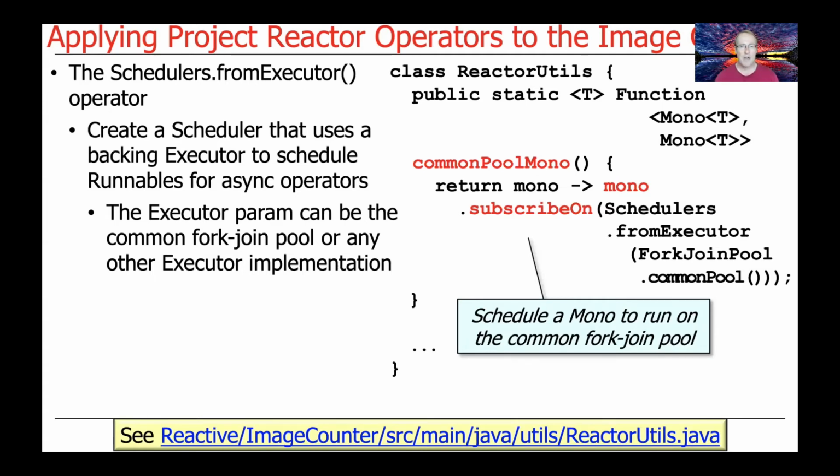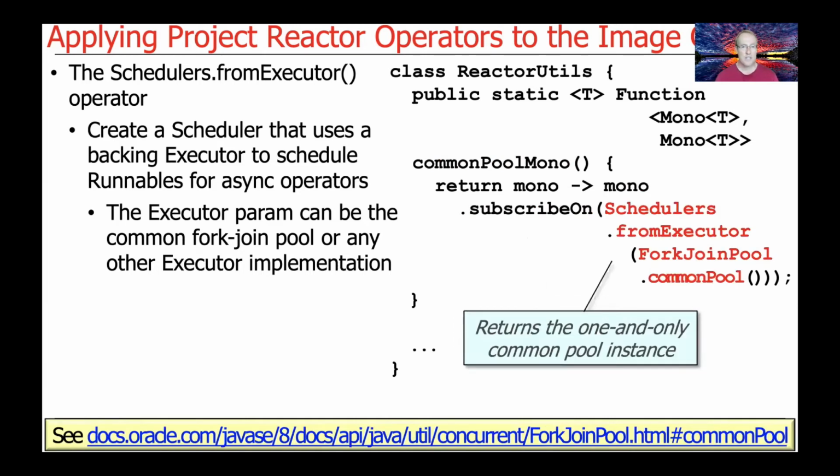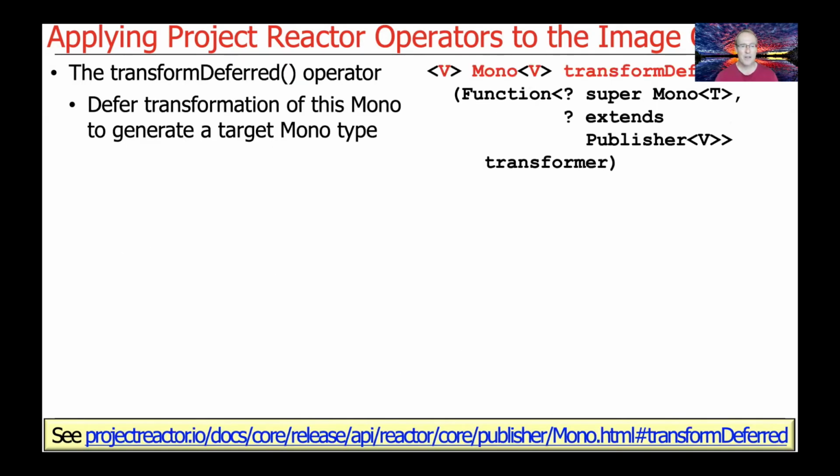This is a method in a helper class called ReactorUtils called commonPoolMono. And it uses the subscribeOn operator on a Mono in order to be able to schedule the Mono to run on the common fork join pool. And it does this by using Schedulers.fromExecutor and then passing as a parameter the common pool from ForkJoinPool. So it gives back the one and only instance, and that's what's used to do the processing.